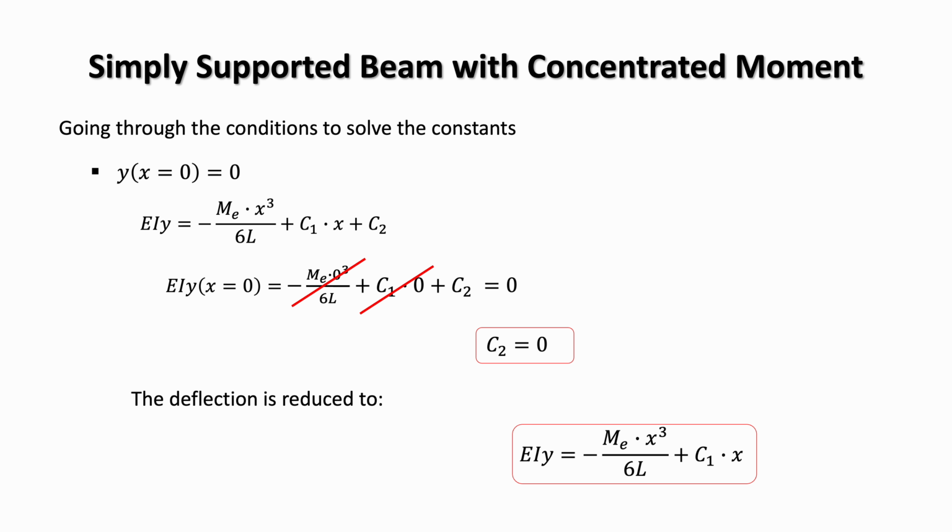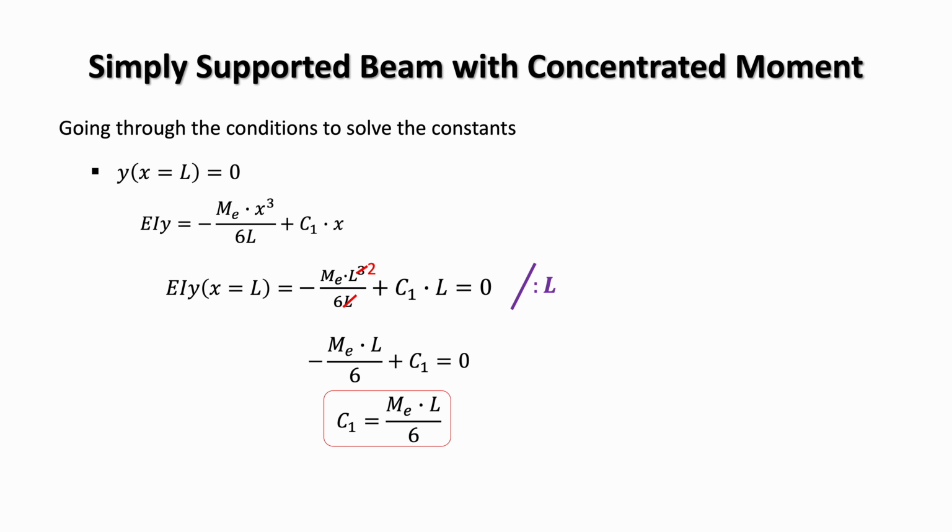Let's start by applying the first boundary condition to determine the constants of integration. As we said, at the left support A, x equals 0 and the deflection must also be 0. So taking first our original expression for EIy, we then substitute x equals 0. All terms involving x vanish, leaving only the constant term, and from this we can immediately obtain that c2 equals 0. With c2 determined, the deflection expression simplifies to minus ME times x cubed over 6L plus c1 times x.